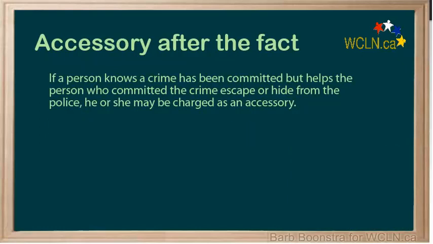If a person knows a crime is being committed but helps the person who committed the crime escape or hide from the police, he or she may be charged as an accessory. For example, James kills someone and runs to his best friend Nick's house for help. Nick gives James some food, money, and the use of his car. Nick is an accessory after the fact for helping James evade the authorities.